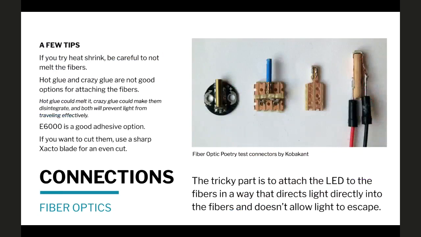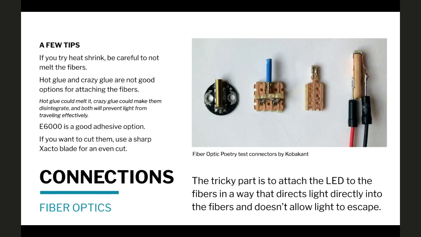A few, right, a few tips. So if you try heat shrink, which is a way of containing that light, you don't want to melt the fibers, which can happen if you're using a flame instead of a heat gun or if you put a heat gun on it for too long. Here you can see some different examples of a Kobakant project called Fiber Optic Poetry and different test connectors that they made.